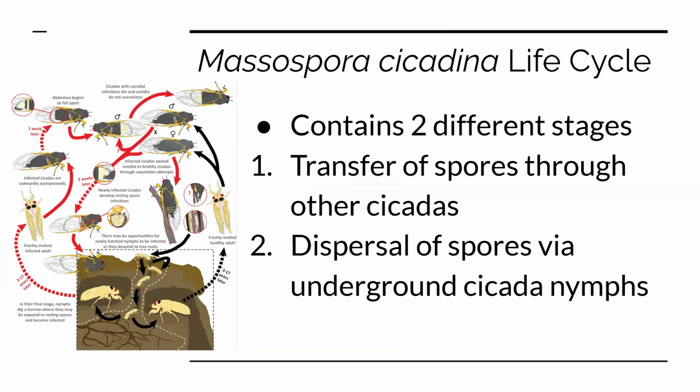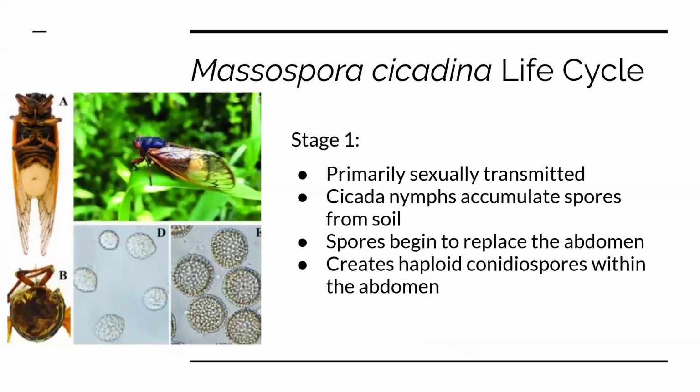So Massospora cicadina life cycle. It contains two different stages. The first being transfer of spores through other cicadas, and the second is the dispersal of spores via underground cicada nymphs. So stage one is primarily sexually transmitted. Cicada nymphs accumulate spores from the soil. The spores begin to replace the abdomen and create haploid conidiospores within the abdomen.